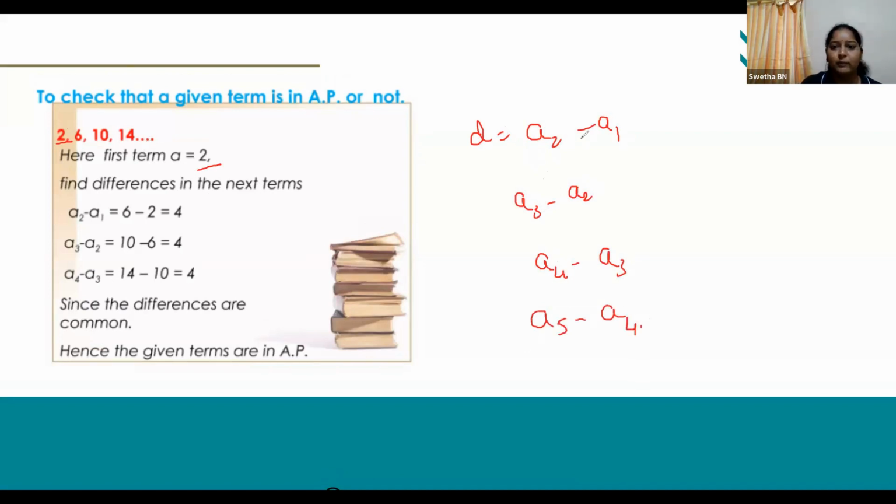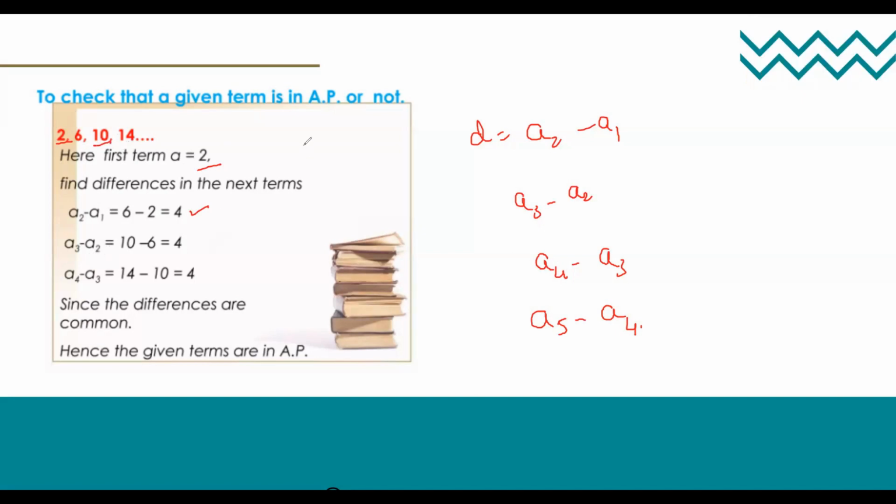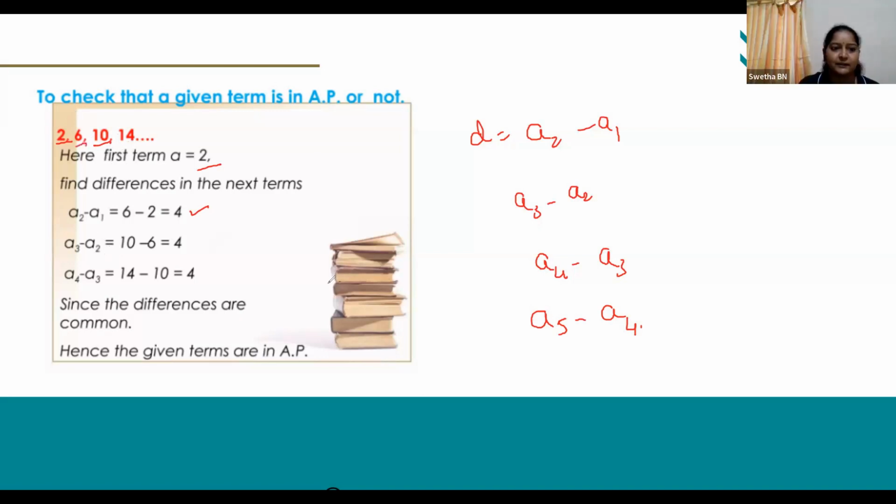Okay, so a2 minus a1 means 6 minus 2. So 6 minus 2 is 4. What is a3 minus a2? a3 is 10. Tell me, Panchami. Ma'am, 10 minus 6. Yes, 10 minus 6. And a4, the fourth term, is 14 minus 10, it is 4. Okay, since the differences are common, the given terms are in AP.